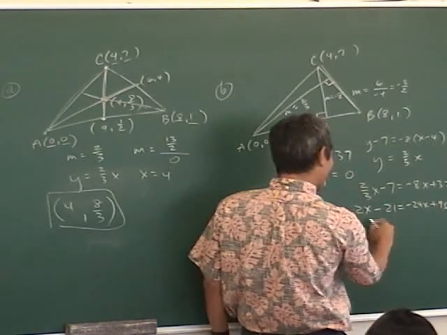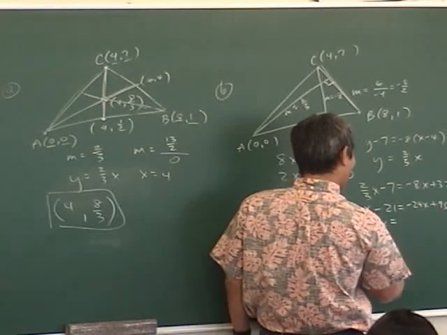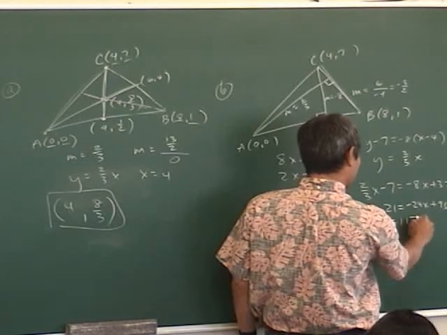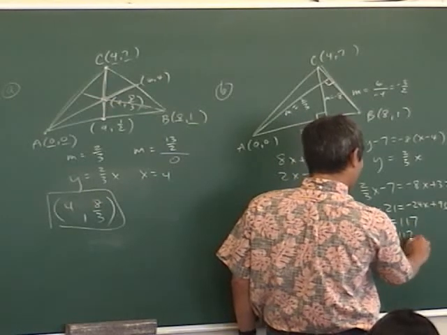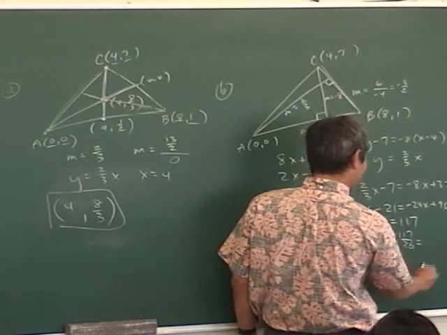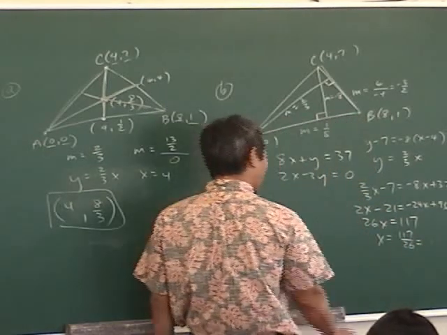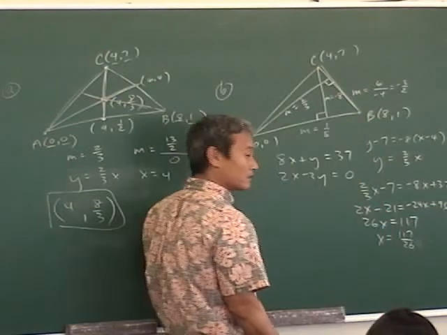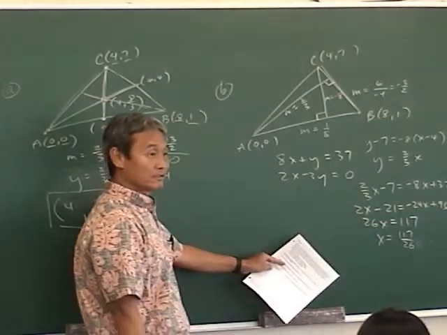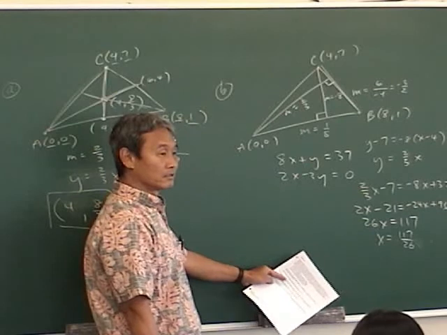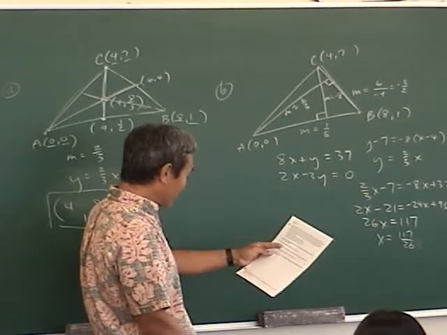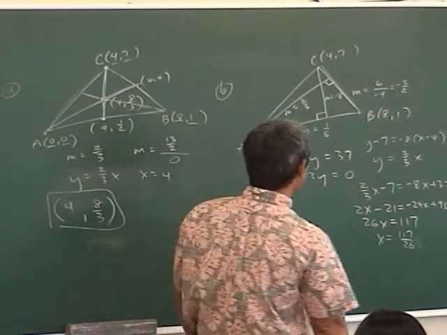Put all the x's on one side. 26x equals, oh my goodness, 117. X equals 117 over 26, but that can be reduced by 3. No, I can't. That's it, 117 over 26. Is that what you got? What's the answer on the bottom? That's not even the correct answer. We did something wrong.